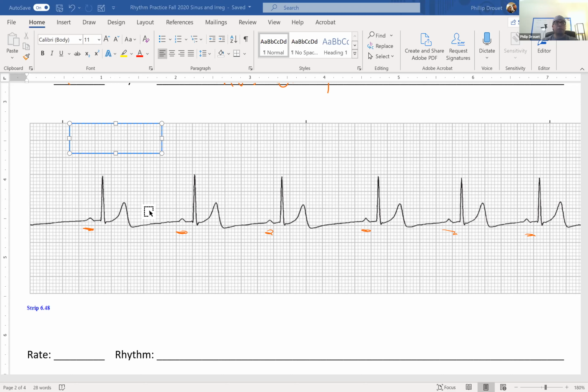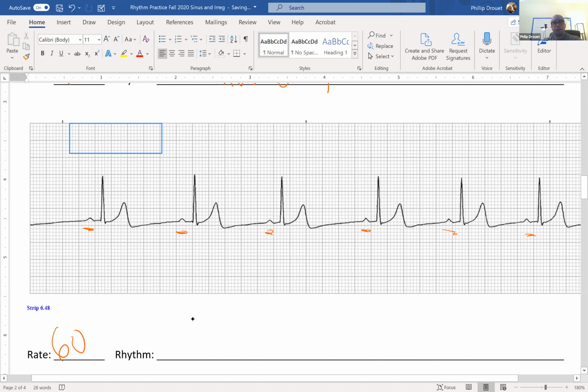We have a slow rhythm here for sure, because it's really spaced apart. When we calculate the rate here, we got 1, 2, 3, 4, 5, and 6 beats there. So we're at 60 beats per minute. All right. And this change in regularity leads us to believe that this is likely normal sinus rhythm with sinus arrhythmia.